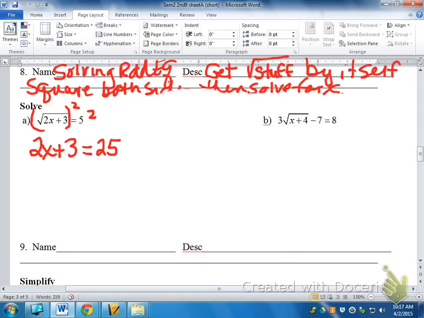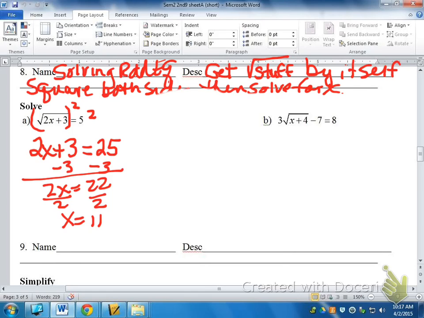Okay, so 2x plus 3 equals 25. Now you should be good to go. Subtract 3 and divide by 2. X equals 11. Alrighty.